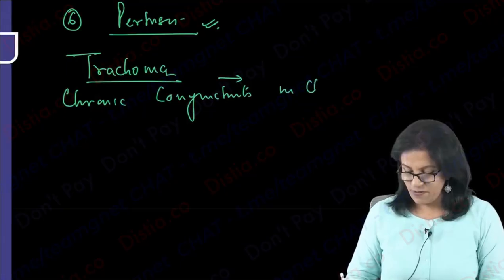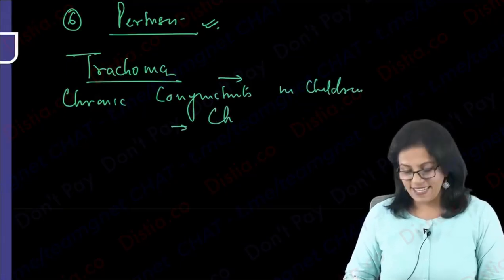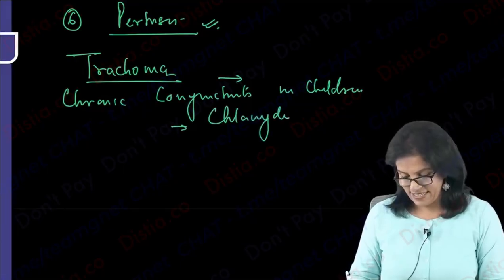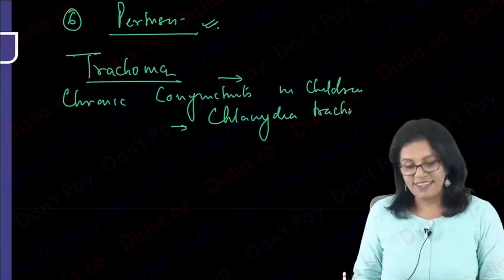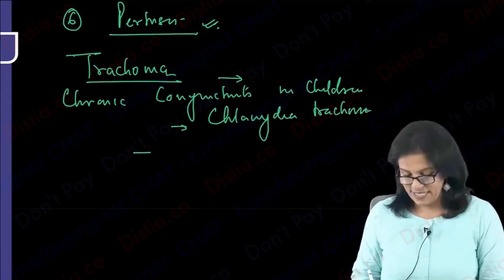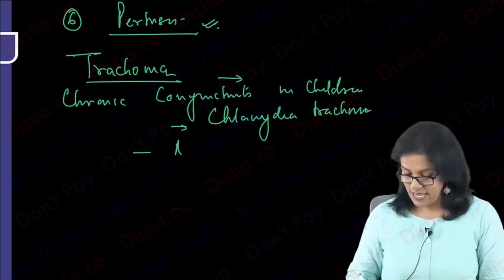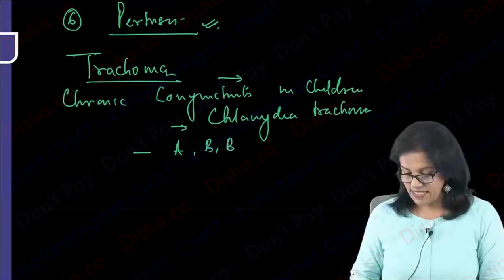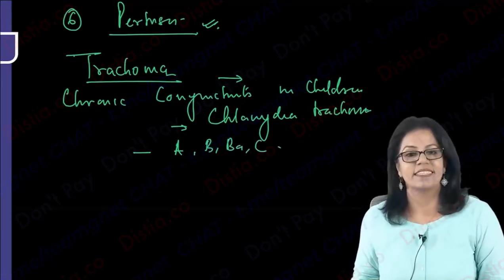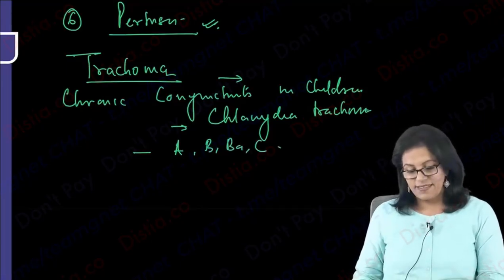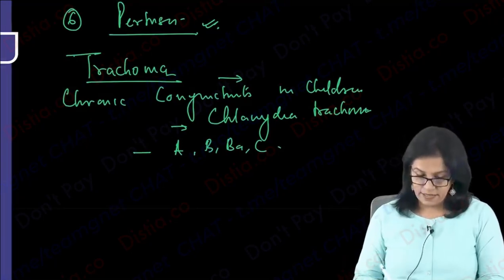Caused by, what will you answer? We all know Chlamydia trachomatis. Which strain of Chlamydia trachomatis? It is in children. So easy to learn, ABC. So it is A, B, Ba and C. Right? Okay. One very interesting thing.